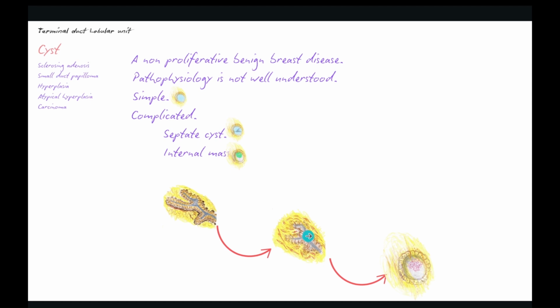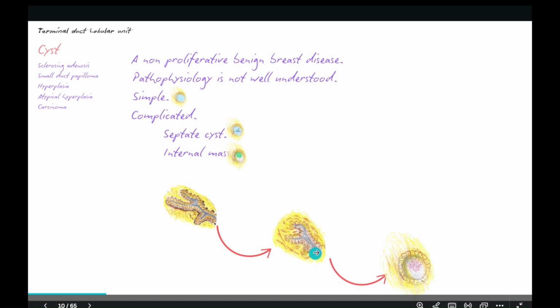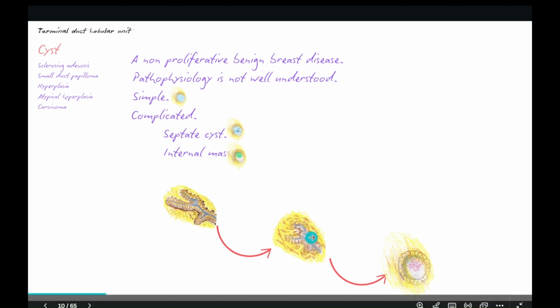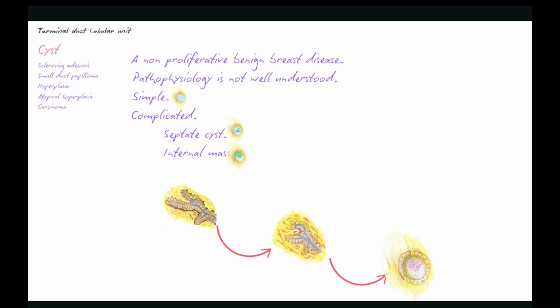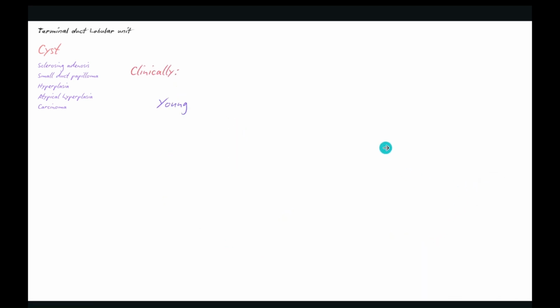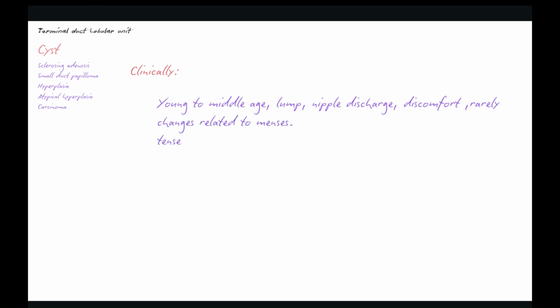The previous process causes fibrosis and disappearance of the surrounding stroma and the breaking down of the small ductules. The breaking down of the small ductules results in an aberrant epithelial-lined fold that walls off the epithelial secretion, which accumulates and forms a cyst. Clinically, patients are usually young to middle age, and they will present with lumpy breast, nipple discharge, because some of these cysts will rupture and the fluid will come out, and rarely these cysts will change during menstruation.